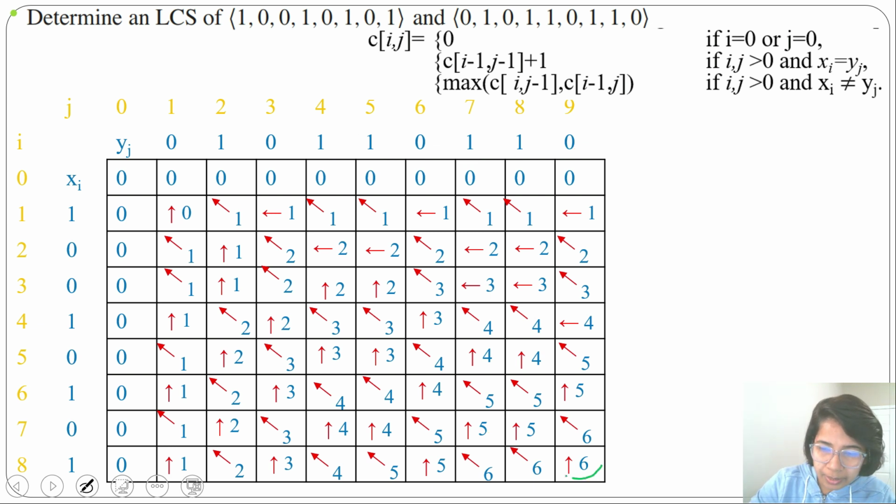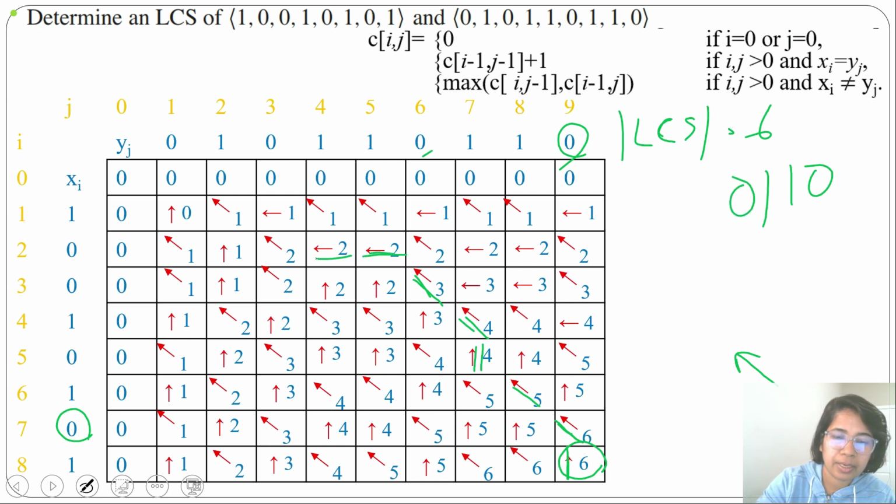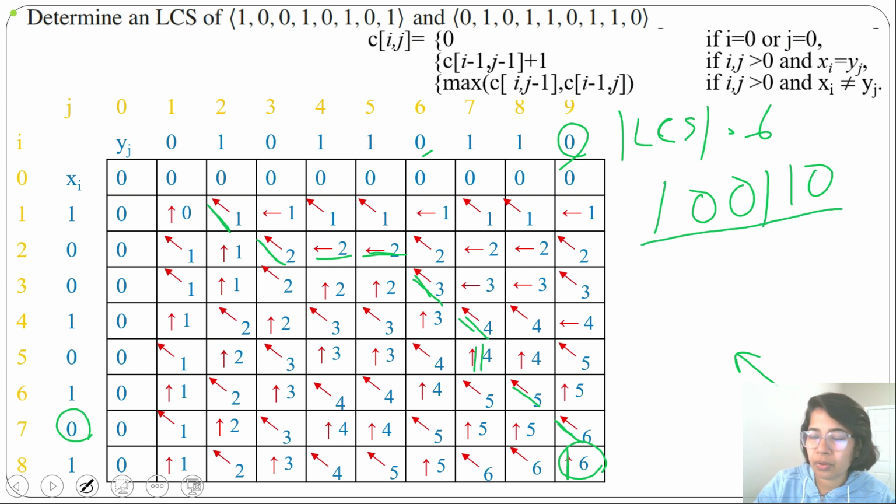Now the table is constructed, last corner value is 6, means LCS length is 6. So here arrow is toward up, we'll go up, then here toward left. Whenever there is a left corner arrow, it means it's a match. So here left corner arrow, this 0 equals to this 0. We'll write 0, then 5 arrow toward left, we'll write 1. Next 4 arrow toward up, next 4 toward left corner, so it's 1, then 3 arrow toward left corner, it's 0, then 2 toward left, then 2 toward left, then 2 toward left corner, it's 0, then 1 toward left corner, it's 1. So I found LCS 1 0 0 1 1 0.